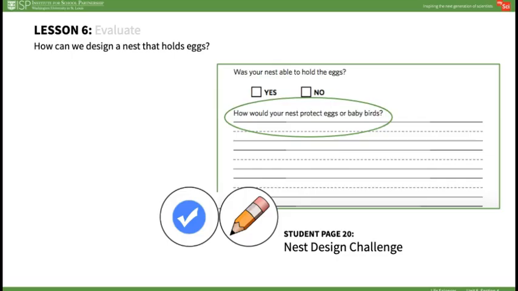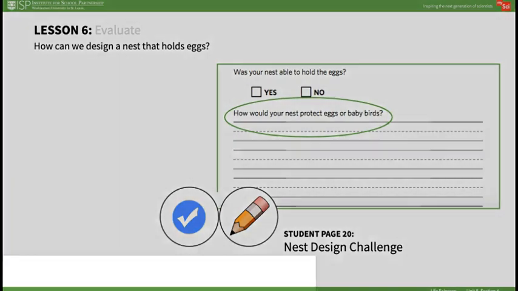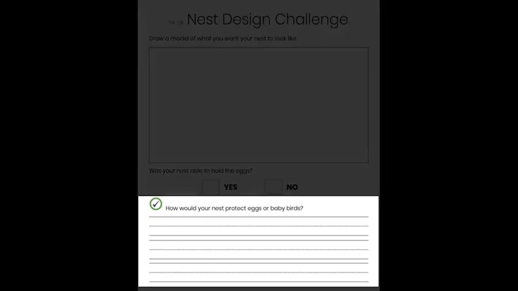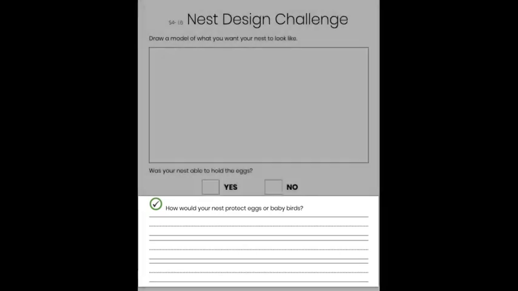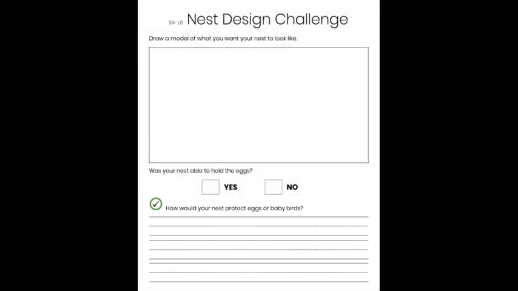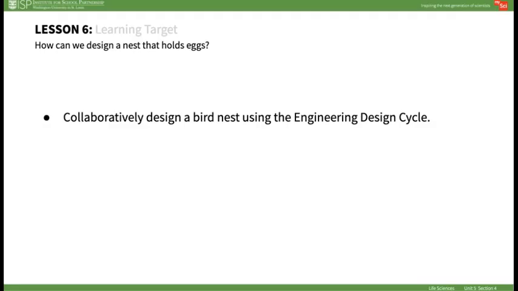Discuss with students how these nests would function in helping protect baby birds. Have them record their ideas on Nest Design Challenge, student page 20. Students should note that the nests would help protect the baby birds from predators. By the end of this lesson, students will collaboratively design a bird nest using the engineering design cycle.